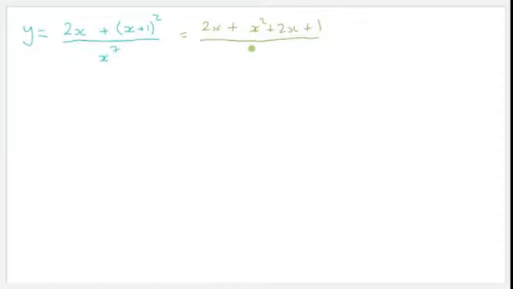Of course. Okay. So suppose you had this y equals 2x plus x plus 1 squared, all divided by x to the power of 7. So it's something like this. We just take it step by step. We first of all just need to expand and simplify. So this is 2x plus the x plus 1 all squared becomes x squared plus 2x plus 1. That's all divided by x to the 7.